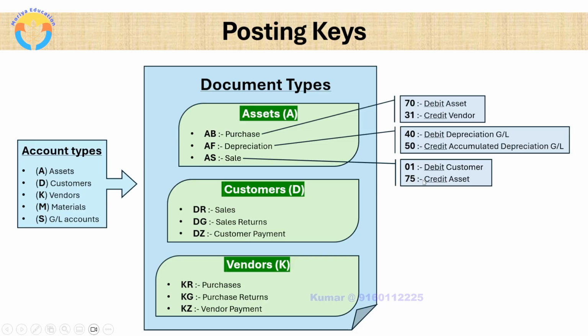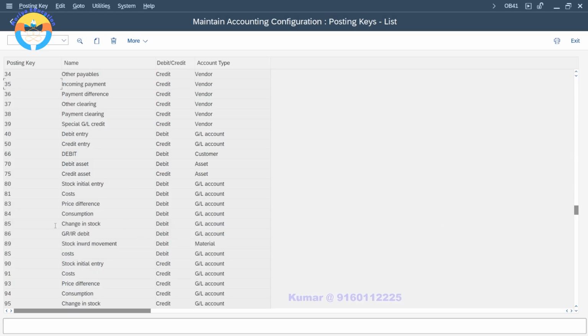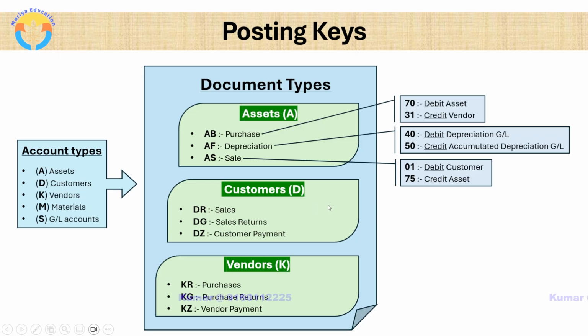Debit the customer and credit asset 75. If we scroll down, what does posting key 75 say? Posting key 75 is used for the account type asset, and the asset is getting credited. So if it is getting credited, posting key 75 is used. Here you can see the name. We are crediting the asset. Understood? What are posting keys, what are document types and what are account types?